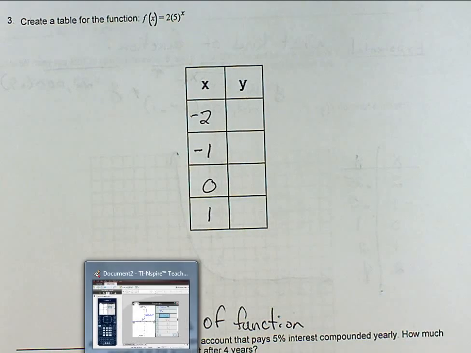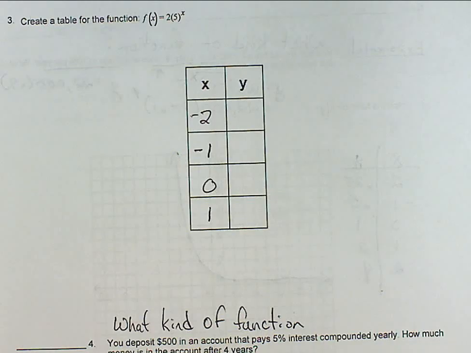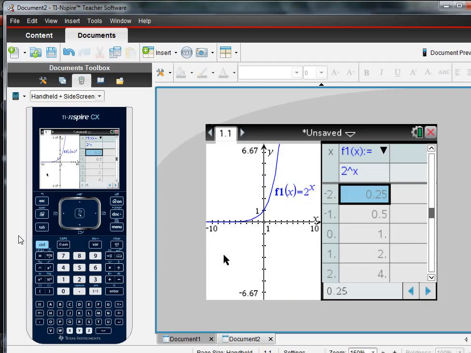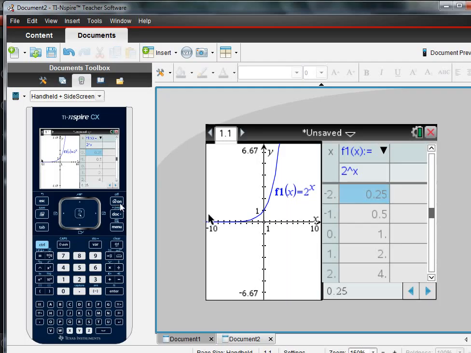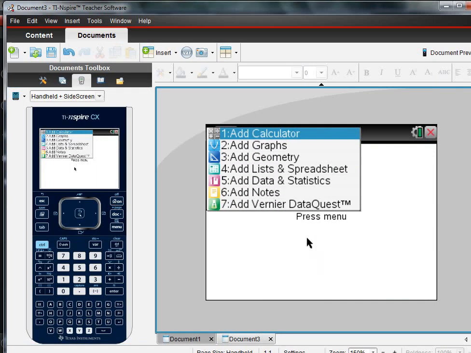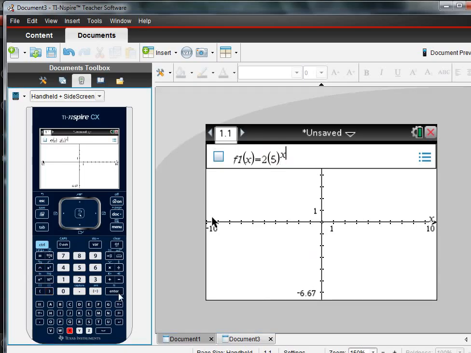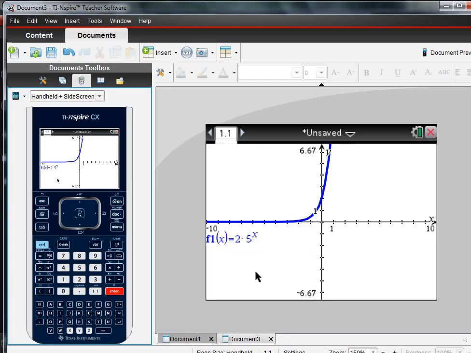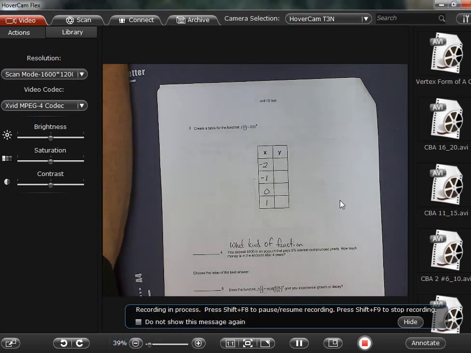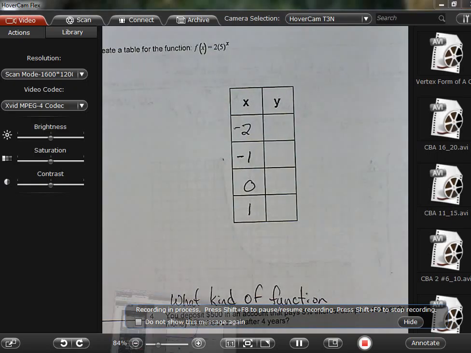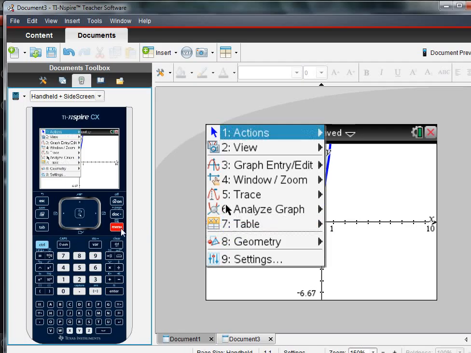I'm going to go back to my calculator. Go back to the calculator. And I'm going to start over. New document. Add a graph. 2 times 5 to the x power. What's the only thing that this problem is asking you for? What the y values are. So create your x values like we have, and then add a table.